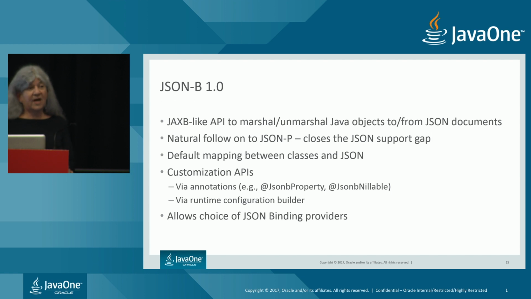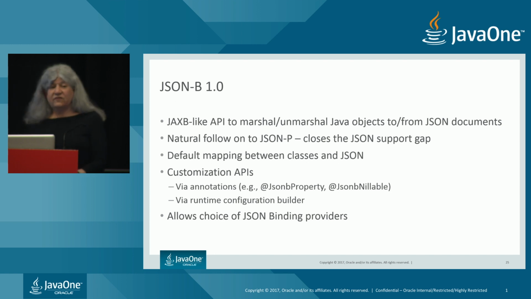there's a default mapping between the classes and the classes in the JSON document. And then there's a rich set of customization possibilities. So these customizations can be achieved either through annotations, which could apply to single properties or fields, or at class level for some of them.